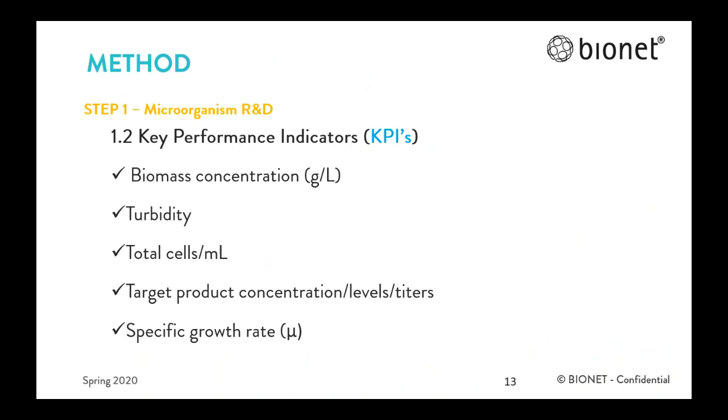Key performance indicators, KPIs, are performance metrics that measure the development and specific goals for the process. For that reason, the definition of our KPIs must analyze and evaluate the performance of our process, and in the scale-up, how far or close we are from our desired process from the development at the small scale. Some examples for a microbial fermentation process would be biomass concentration, turbidity or optical density, total cells, target product concentrations, levels, potency, titers, and the specific growth rate.